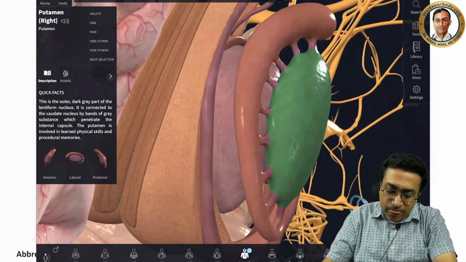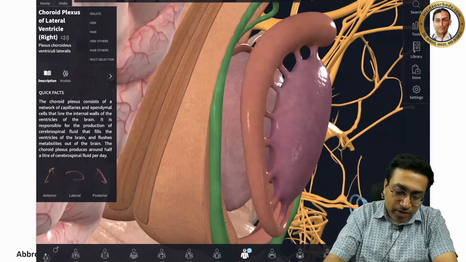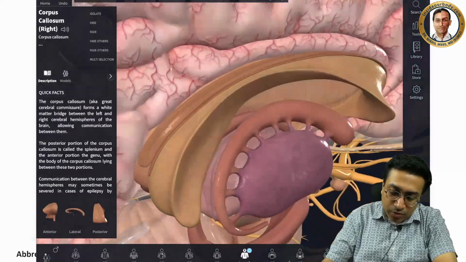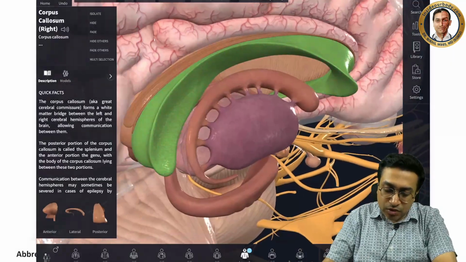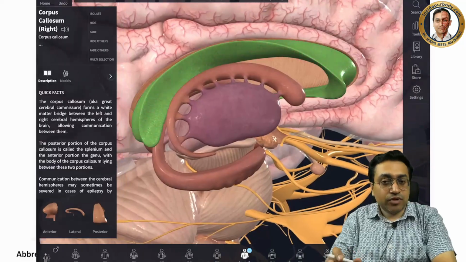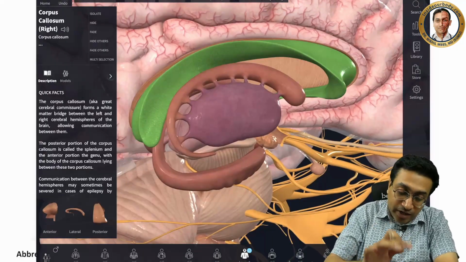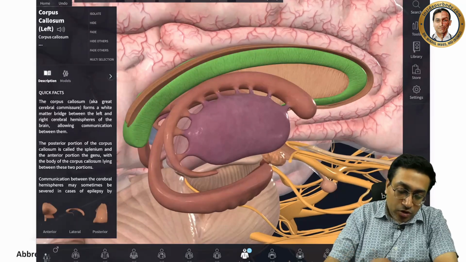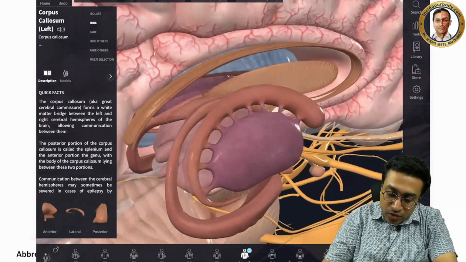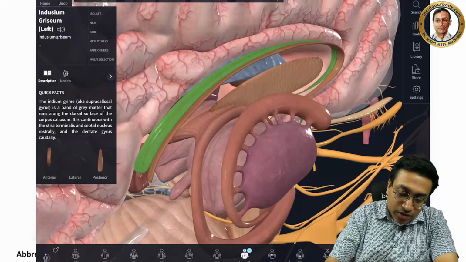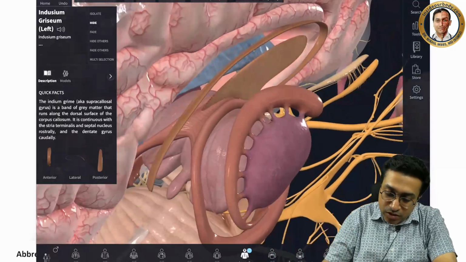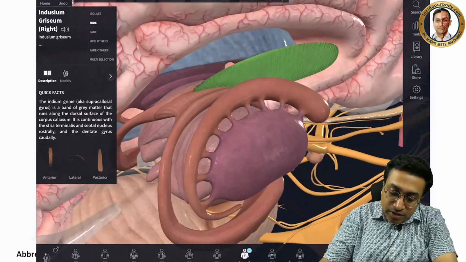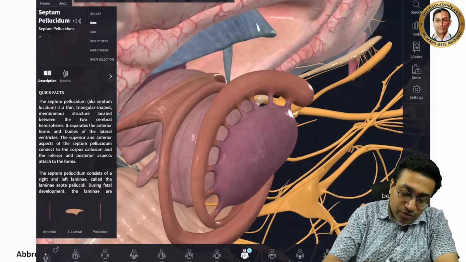All right, so now see this, this is the choroid plexus. Let me remove this. Okay, this is the corpus callosum. I hope you know the corpus callosum, right? The genu, splenium, rostrum, we have all discussed. We will be discussing the white matter separately, so I am removing that from this picture. Okay, corpus callosum hidden now. Let me remove this indusium griseum which is in the callosal sulcus. Let me move this again. What is visible is the septum pellucidum which we have already discussed.